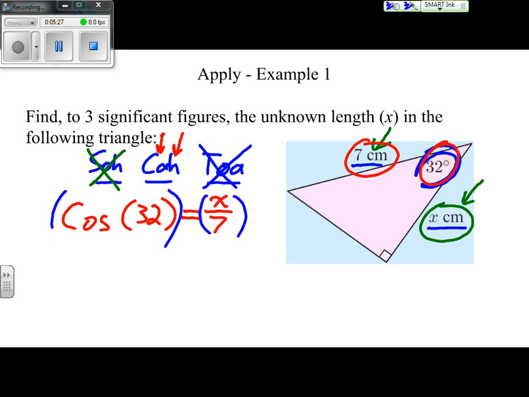So I'm going to put parentheses around both sides of my equation. And since I want to get rid of the 7 on the right side that was dividing the x, I'm going to multiply by 7, and those will cancel out. That was the whole goal. But whatever I do to one side, I have to do to the other. So now you don't really need to rewrite this, but I will just so it's clear. We have 7 times the cosine of 32 degrees. And that is equal to x.